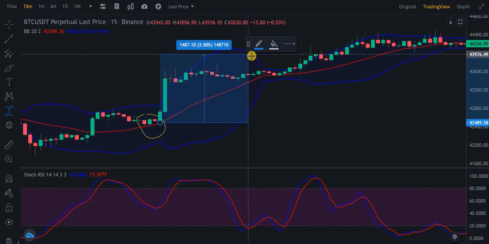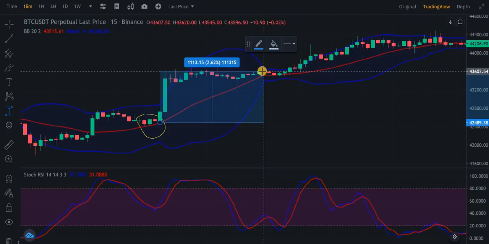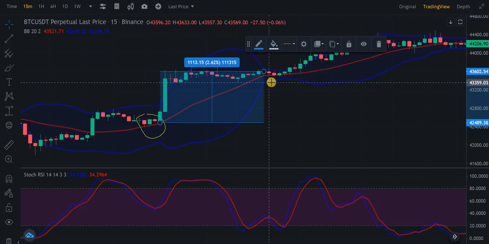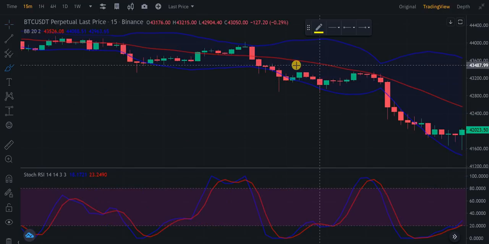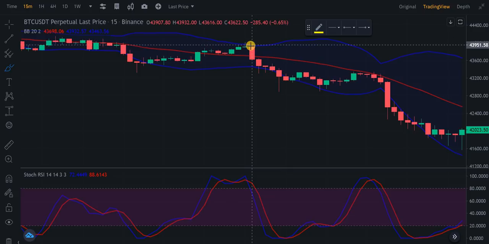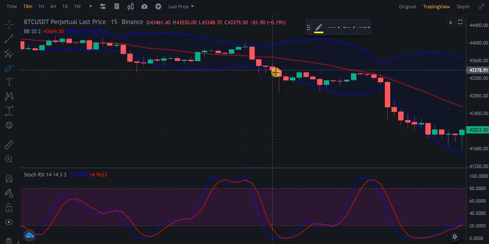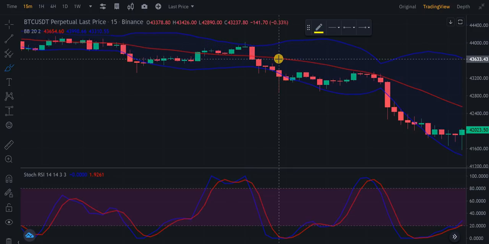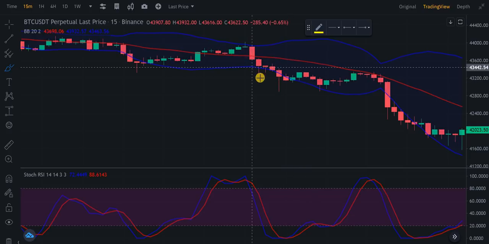Now this move gave about a 2.62% of price increase. If I had taken this trade with a little bit of leverage, I would have made a good amount of profit. Now let me show you another example using this simple strategy. This right here is an example of a downtrend using the Bollinger Band and the Stochastic RSI. You can see right here that the price went from the upper band and started closing candles between the lower band and the moving average. And when this happened, this confirmed a downtrend.